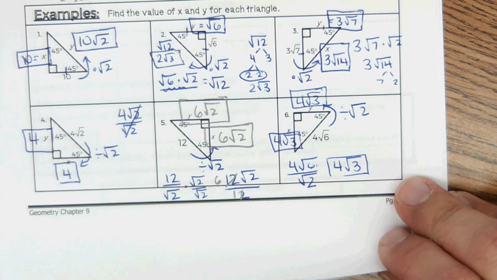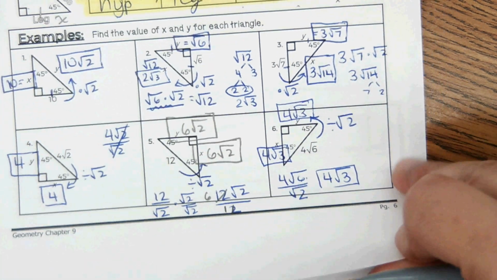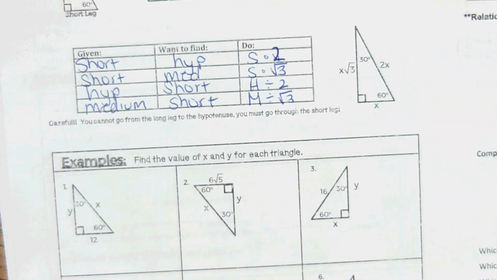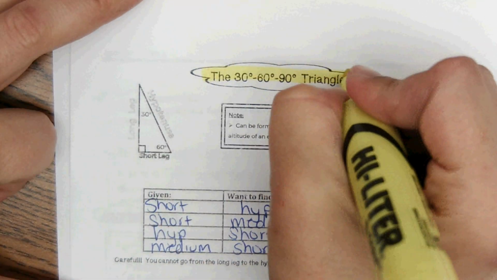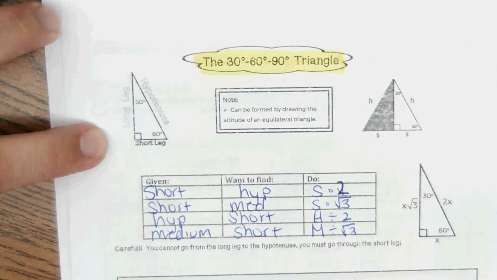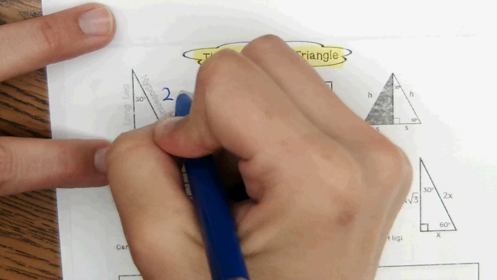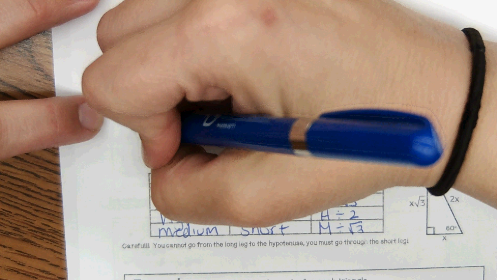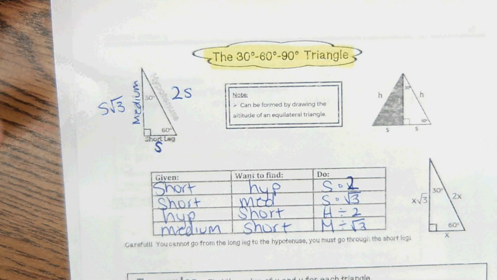Okay. Ready for the next slide? Okay, so that's the 45, 45, 90. Now we're going to focus on the 30, 60, 90. Right here, we're going to label the ratios. We have our short side right here, which is going to be S. Our hypotenuse is 2 times the short side. And then this, I prefer to call it the medium length side, is S times square root of 3.